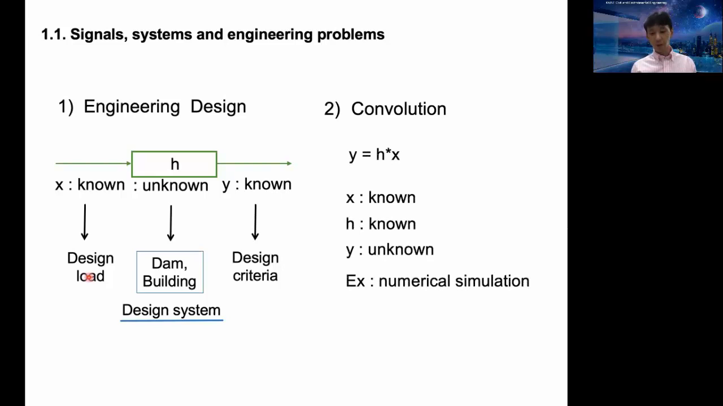And convolution is like numerical simulation. You have an FEM code, and that's built based on Hooke's law, maybe, or elasticity. Then the system is an elastic material, X is the force, and Y will be the displacement or the deformation.